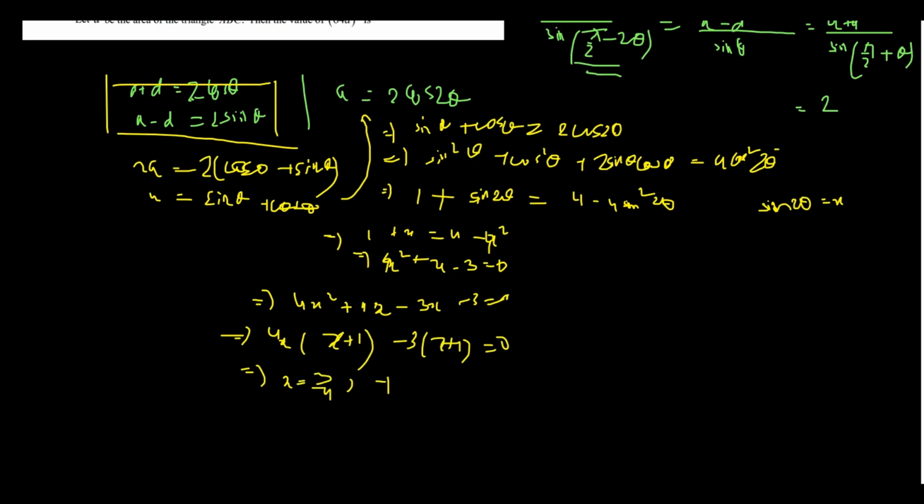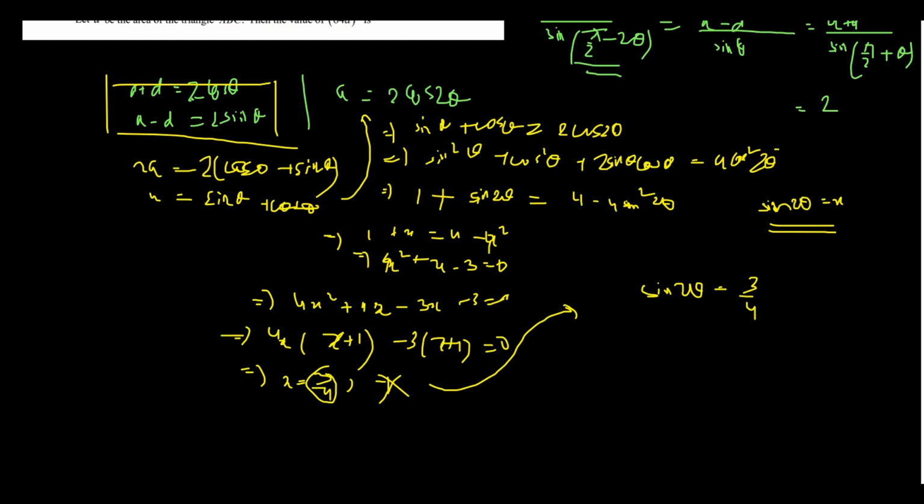So clearly x can't be minus 1, because if x is minus 1, then sin 2 theta equals minus 1. That means 2 theta is 3 pi by 2 and theta is 3 pi by 4, but theta is the smallest angle, an acute angle, so its twice can't be negative. Otherwise theta will not lie in the first quadrant. Okay, so basically we have obtained sin 2 theta equals 3 by 4.